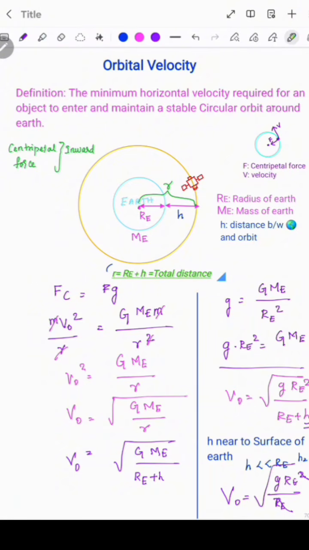Now if the H value is less, when the satellite is moving very close to the Earth's surface, the height is very less, so there is no need for this height, and only the radius of the Earth is counted. When that condition appears, g into Re square divided by Re, right? This Re square and Re will get cancelled. So V naught, the orbital velocity, equals the square root of g into Re alone. This is the final equation. What will the velocity be? V naught will be around 7.8 km per second for satellites going very near to the Earth's surface. Okay, thank you.